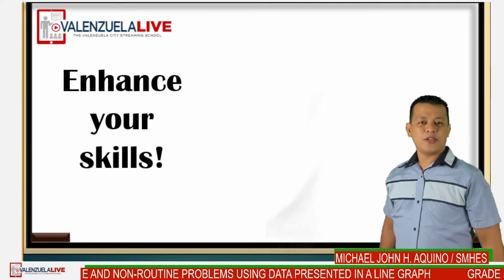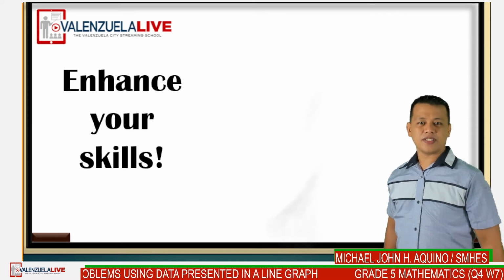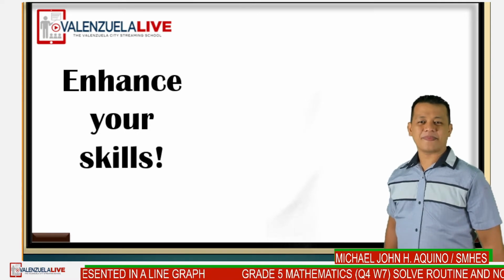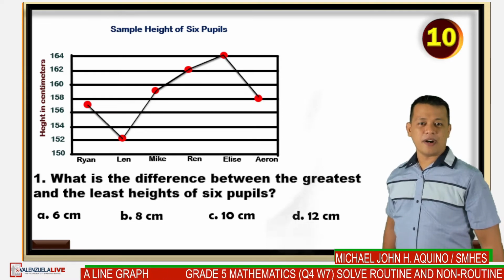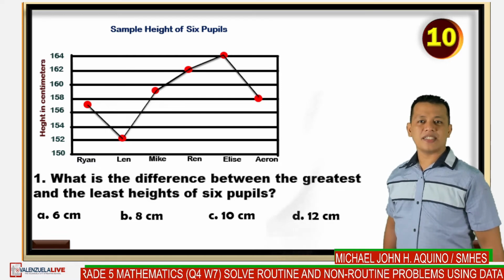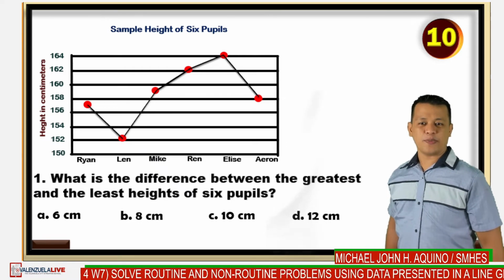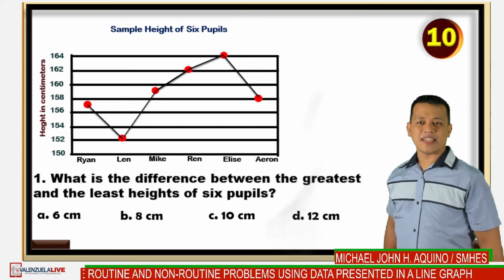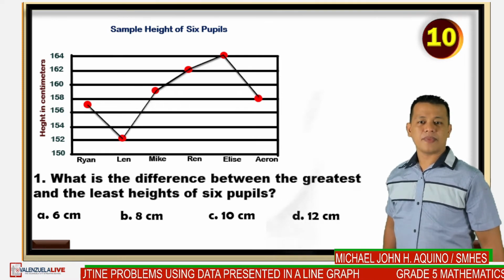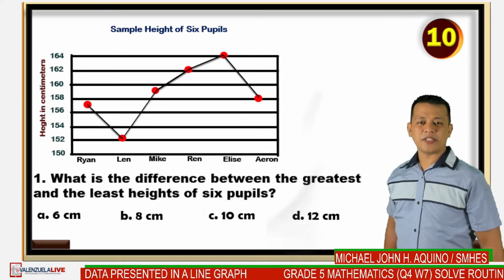Let's enhance your skills more with our next activity. You will be given 10 seconds to type your answer in the comment box. Let's begin. Study the line graph above, then answer the given question. Number 1, what is the difference between the greatest height and the least height of 6 pupils? Letter A, 6 centimeters. Letter B, 8 centimeters. Letter C, 10 centimeters. Letter D, 12 centimeters. Timer starts now.